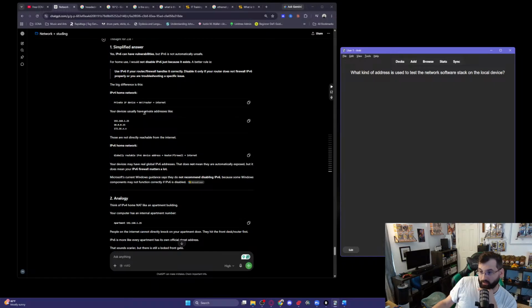private NAT router internet. Your device usually has private addresses. Yes. Those are not directly reachable from the internet. Global routing, IPv6 devices, routers, internet. Your device may have real global IPv6 addresses. Oh, so that's why it's a vulnerability, is that my NIC in my computer might have a legitimate public IPv6 address, which means it's exposed to a lot of things, versus it only going through my router. That's interesting. I didn't know that.